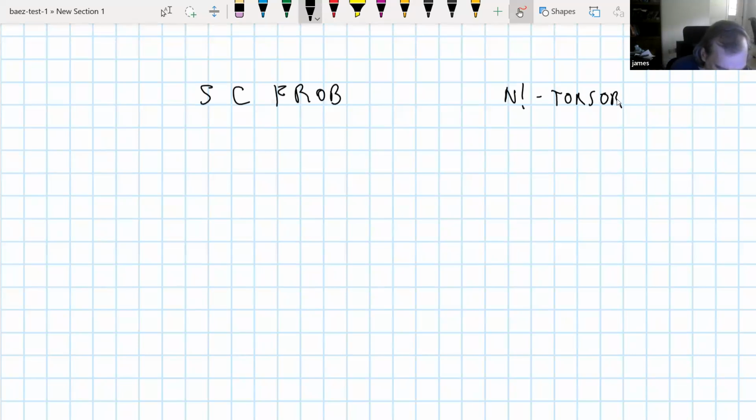And so I remember how this goes. I guess we construed this as a prop. So there's a prop for the special commutative Frobenius prop. And we also get a prop from the concept of an n-bang torsor. And there's a whole bunch of abstract nonsense here involving adjoint functors between doctrines and things like that.